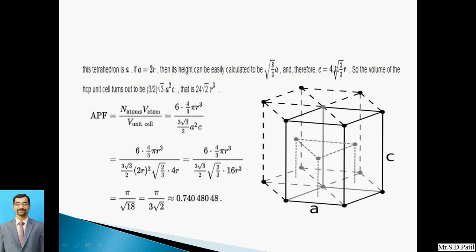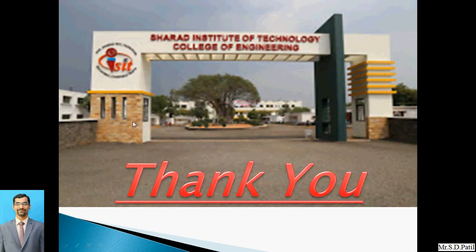The value of C is 4 into square root of 2 upon 3, into r. So that particular term we have put over here, and after this, we have to simplify the things. Again, for the HCP structure, we are getting the APF as 0.74, same as the FCC structure. Okay, now this is your task. You have to calculate how this particular volume has been calculated for the hexagonally close packed structure. So it is a very interesting thing.